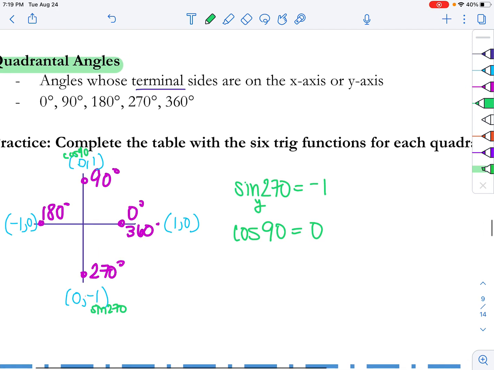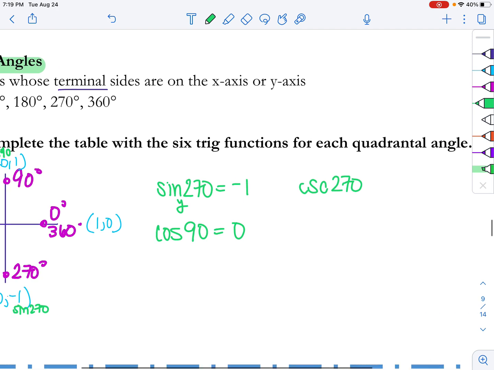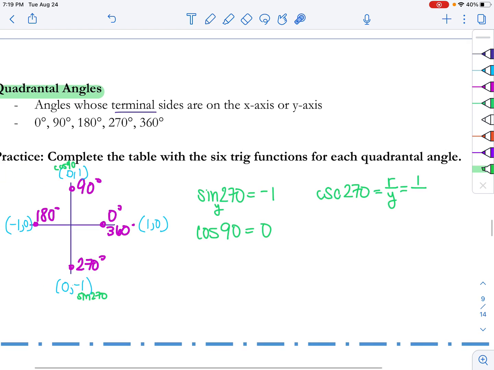Okay? In the same way, we can look at the reciprocal functions like cosecant of 270. Cosecant of 270 is just the reciprocal of sine, or r over y. With quadrantal angles in the unit circle, r is always 1. And then again, the y value at 270 is -1. So the cosecant of 270 would also be -1. We could do the cotangent of 0 degrees. Cotangent, remember, is x over y. The x value at 0 degrees is 1, y value is 0. This would be undefined.